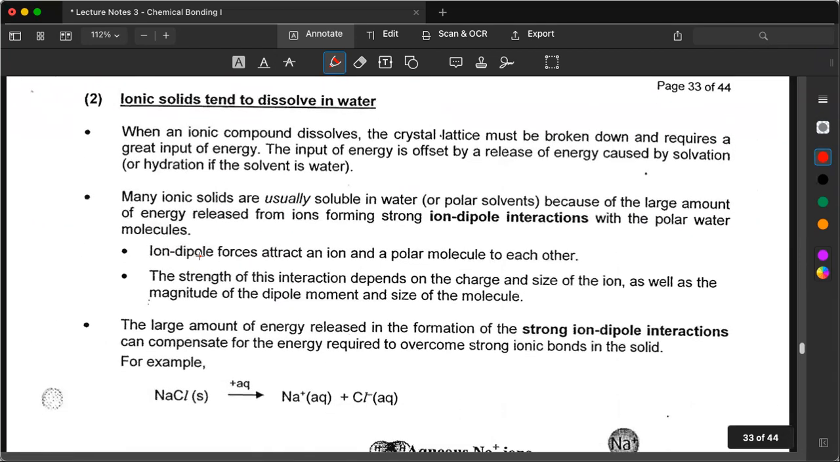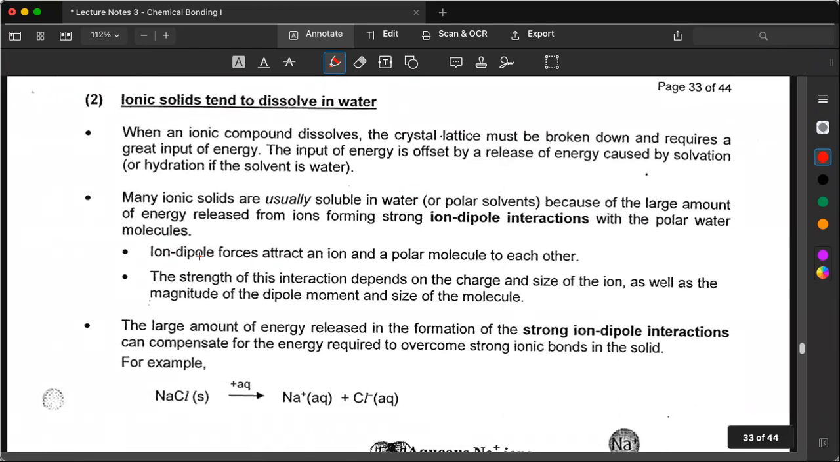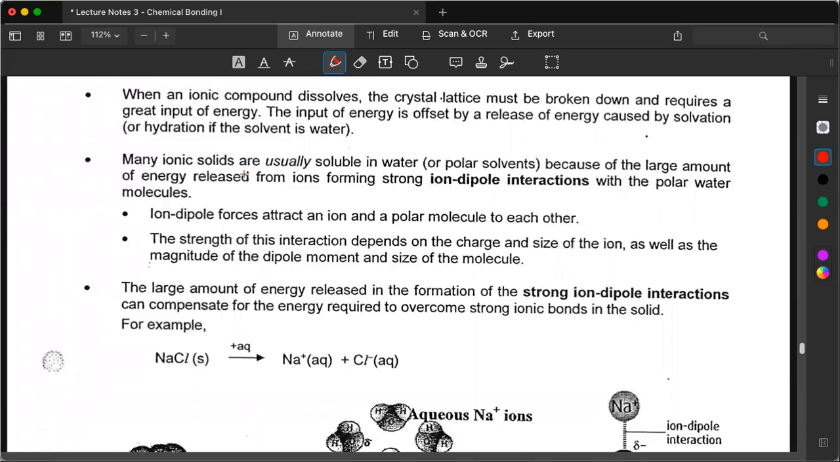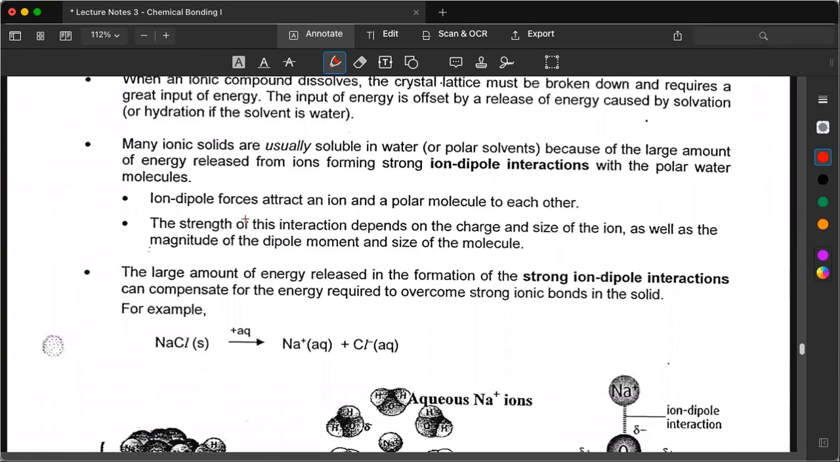Ionic solids tend to dissolve in water. When an ionic compound dissolves, we need to break down the crystal lattice, and this requires a lot of energy. This input of energy is offset by the release of energy caused by solvation. So most ionic solids are usually soluble in water because a lot of energy is released from ions forming strong ion-dipole interaction. Ion-dipole forces attract an ion and a polar molecule to itself.